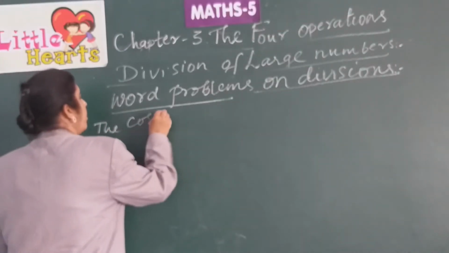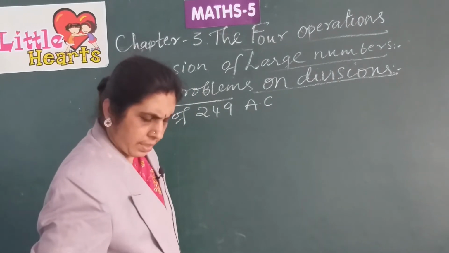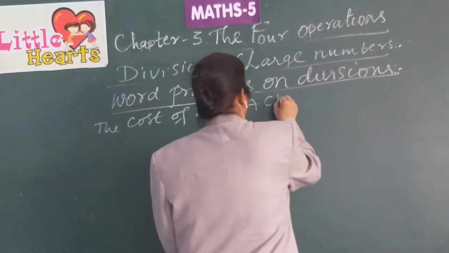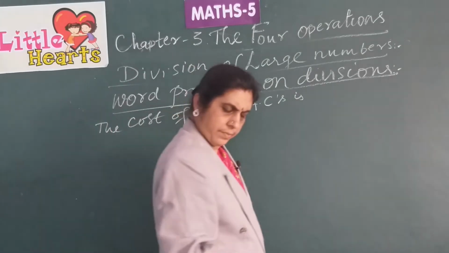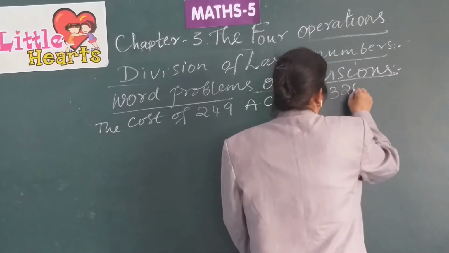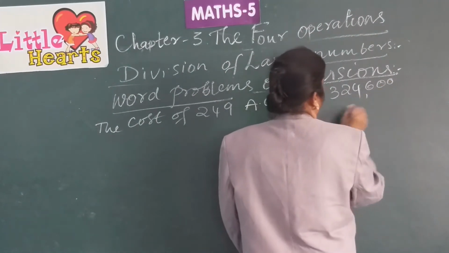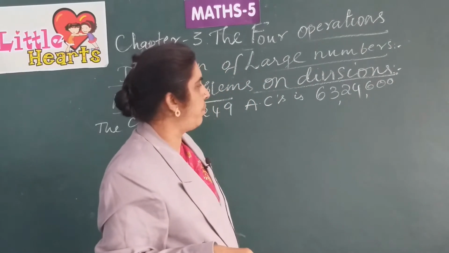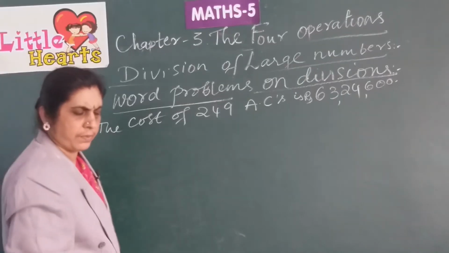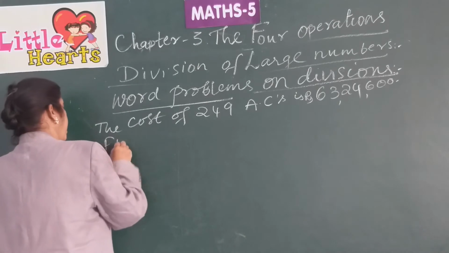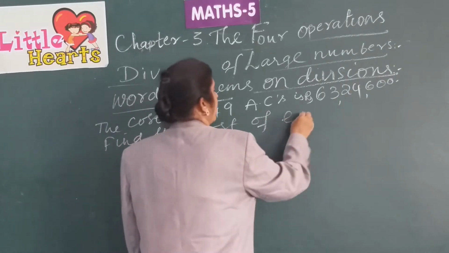The cost of 249 air conditioners (ACs) is 63,24,600 rupees. Find the cost of each air conditioner. Find the cost of each AC.